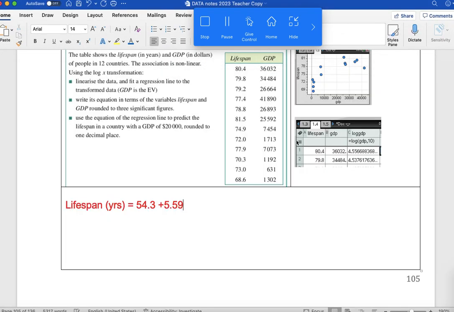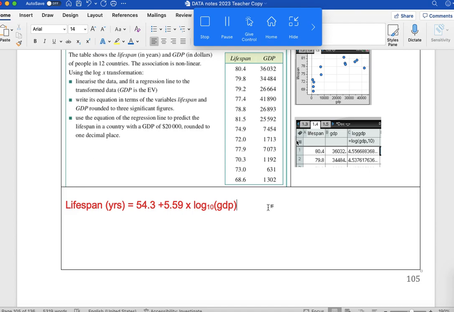So it's times, now it's log, isn't it? Log 10 of the GDP, sorry. Okay, so I'll just put that in subscript so you can see. Okay, so log 10 of GDP in dollars. So we've got the equation there.